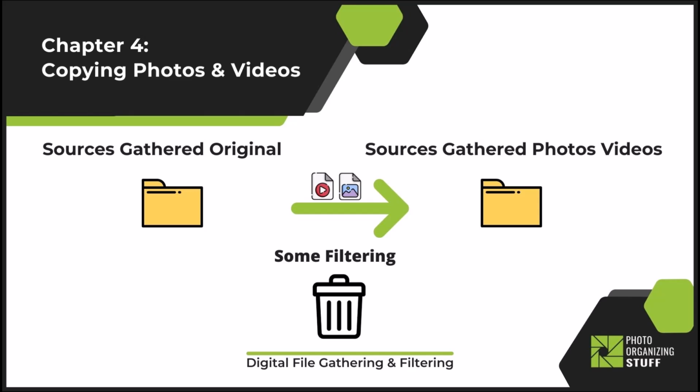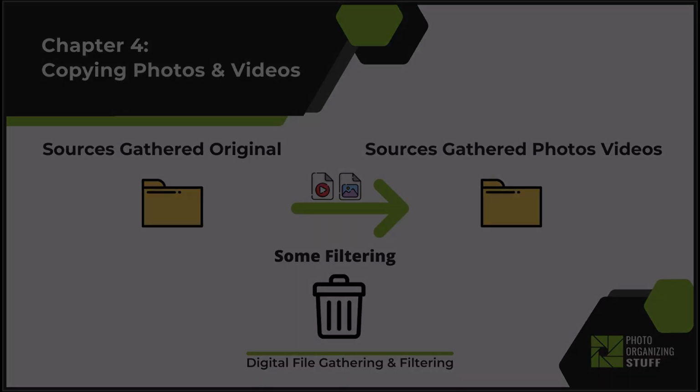Chapter 4 includes detailed instructions for using Duplicate Cleaner Pro 5 to separate out only photos and videos from all the files that were gathered in a way that preserves all folder structure. And thanks to little-known features, many unwanted files, like video preview images and album cover artwork, will be filtered out before they ever reach the destination folder.